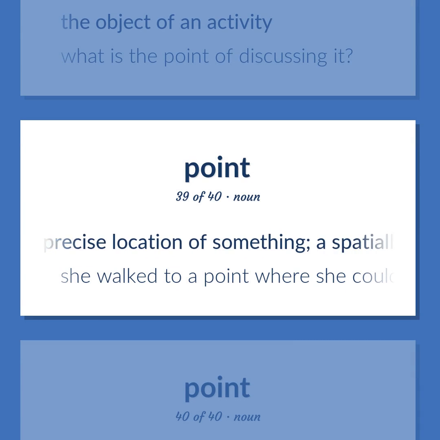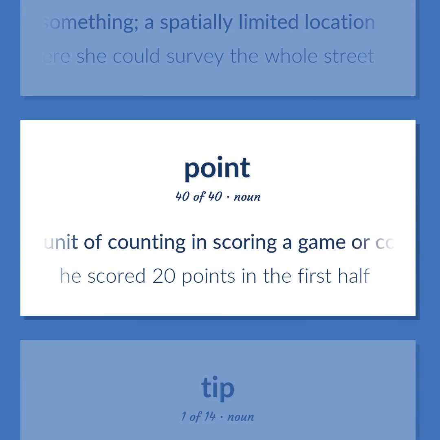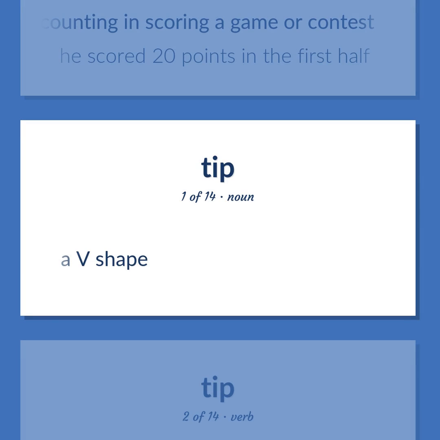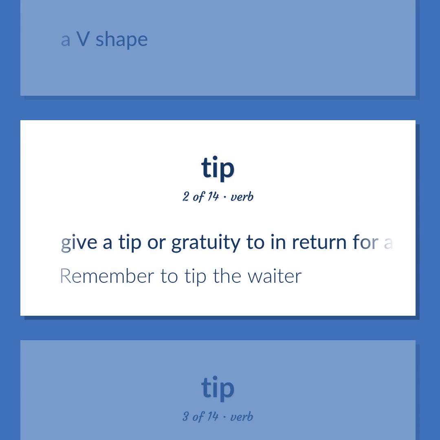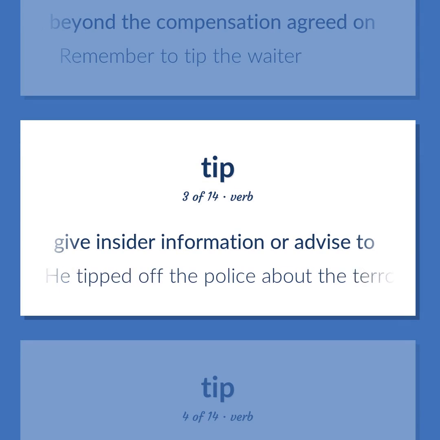The precise location of something, a spatially limited location. She walked to a point where she could survey the whole street. The unit of counting in scoring a game or contest. He scored 20 points in the first half. A V shape. Give a tip or gratuity to in return for a service, beyond the compensation agreed on. Remember to tip the waiter. Give insider information or advice to. He tipped off the police about the terrorist plot.